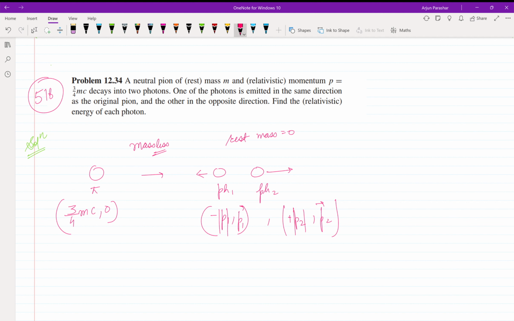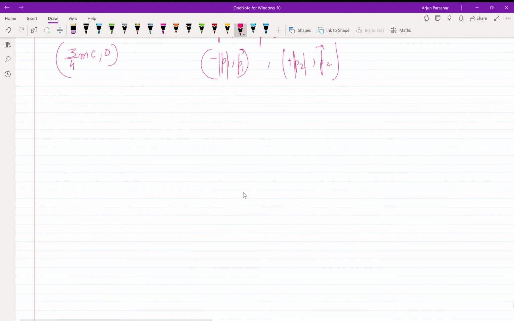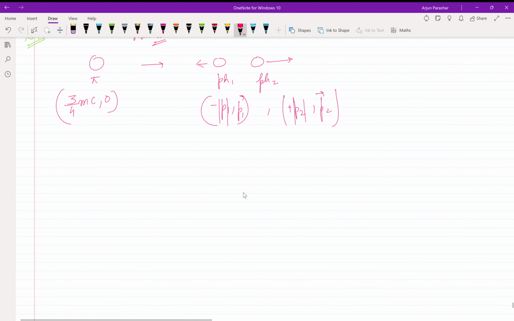So now, from momentum conservation, we can write it as follows. For massless particles, we very well know that E is equal to Pc. For massless particles we have this formula, so we can directly put the values in terms of E1 and E2, and we can generate an equation which is minus E1 plus E2 is equal to 3/4 mc square. Why mc square? Because one c from here will go in the denominator and then to the right hand side. That is why. So this is our first equation.